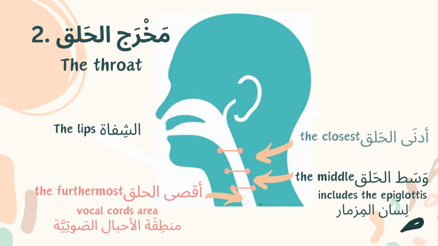And just to remind you that when we say the furthermost from the outer part of the lips, and the middle, it's connected also to the outer part of the lips, and the closest meaning the closest to the outer part of the lips. Now, as we all can see, the throat is divided into 3 specific exits: furthermost, the middle, and the closest. The furthermost throat allows the hamza and the ha to be pronounced.